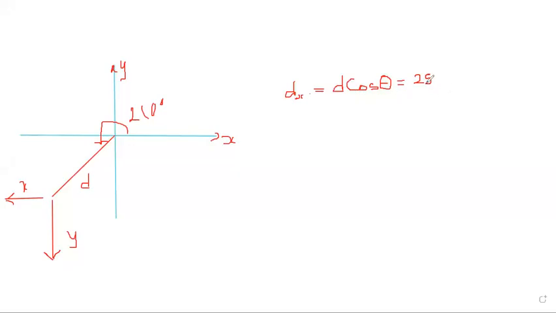Our D was 25 meters. Then the angle is 210. Using this very large angle is going to help us in such a way that whenever we compute this, the sign will just come automatically, showing in what direction we are moving. So 25 cos 210 on my calculator is giving me negative 21.65, rounded off to 2 decimal places.